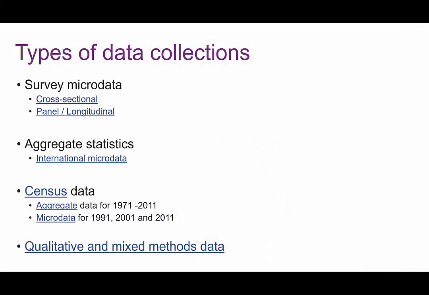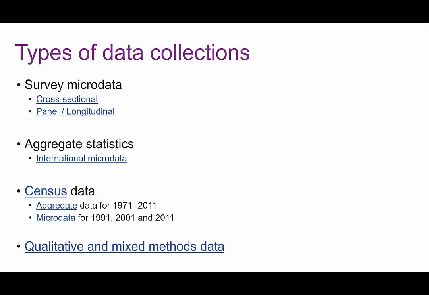Okay, and what kind of data do we hold? Well, this session is about qualitative and mixed, but just so you know, the majority of the data, at least judging by the number of collections, is definitely going to be quantitative data. So we hold, I think it's over 7,000, over 8,000 possibly collections now. And most of those, at least two thirds of them, are quantitative collections. And we hold a lot of variety of that kind of data.